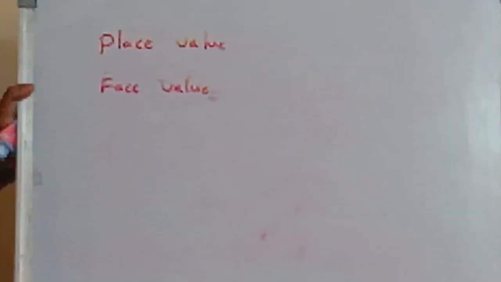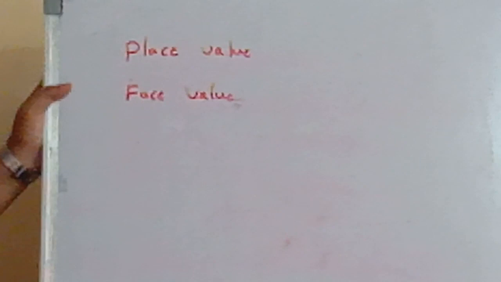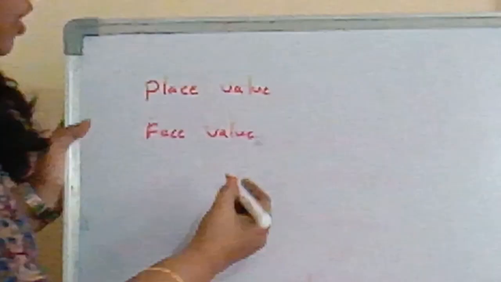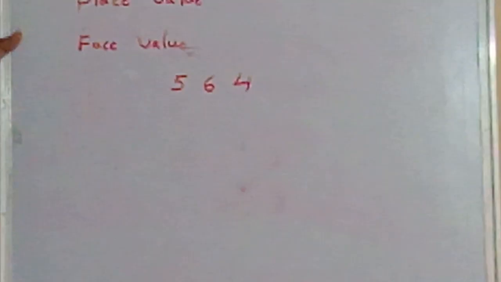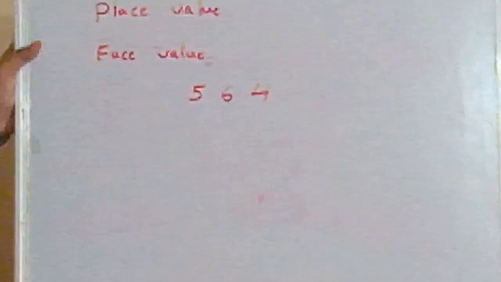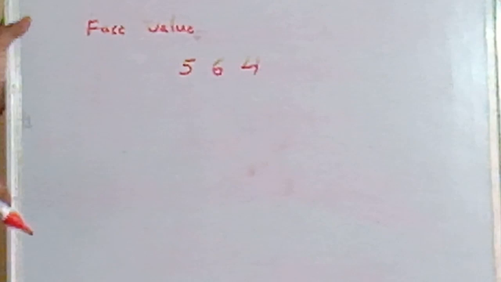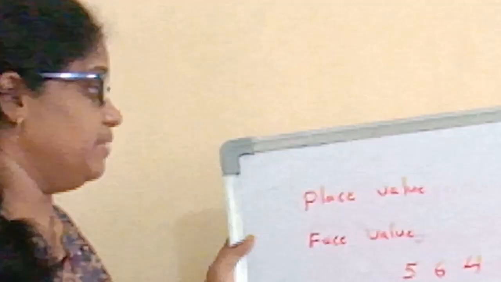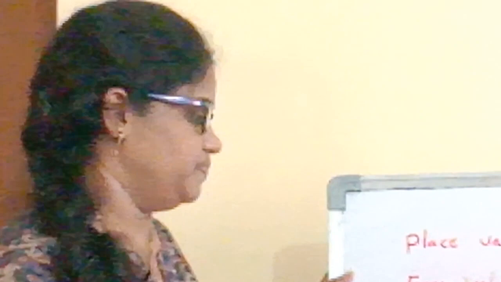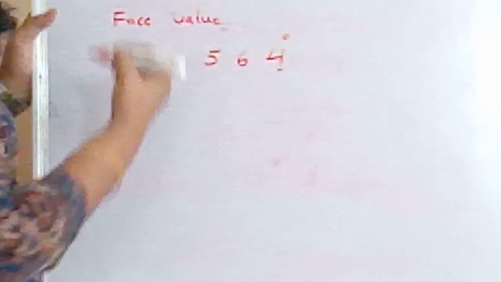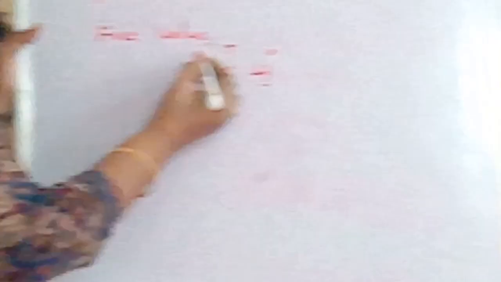Now we are discussing place value and face value. What is place value and what is face value? So now I am taking 564. Place value represents the position of the given digit. Suppose that place may be ones place or hundreds place or thousands place or lakhs place. It may be anything. So depending on the place, it may change. But face value always remains the same. It gives always the same value. So this 4 is in ones place. This is in tens place. Now this is in hundreds place.